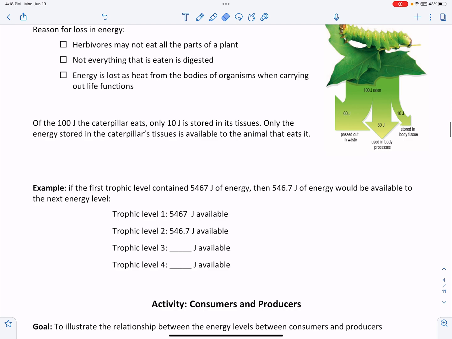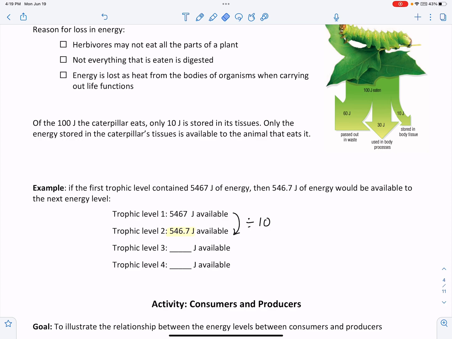If you want to calculate the amount of energy available from trophic level 1 to every other trophic level, all you have to do is divide by 10. So if we have 5,467 joules available at the first trophic level, then there will be 546 joules available at the second trophic level.